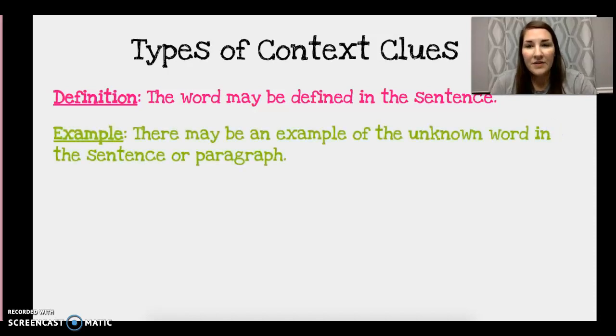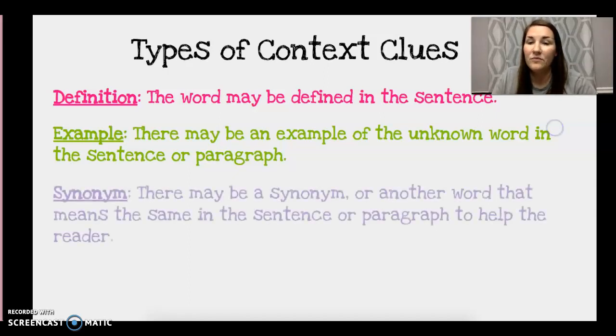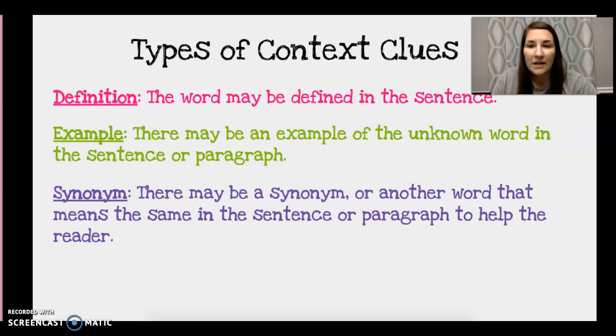Another type of context clue is an example. So there might be an example of the unknown word in the sentence or paragraph. So if I know an example of it, then that helps me get a better idea of what it actually is. Another type of context clue is a synonym. So I would be looking for a synonym, or another word that means the same thing, in that sentence or paragraph that helps me to figure out that tricky word.